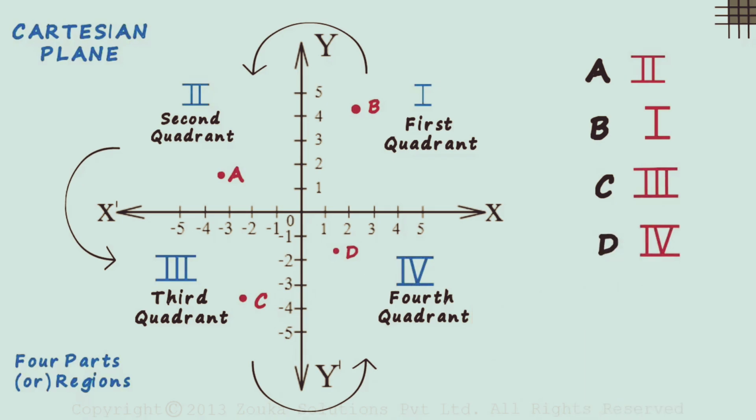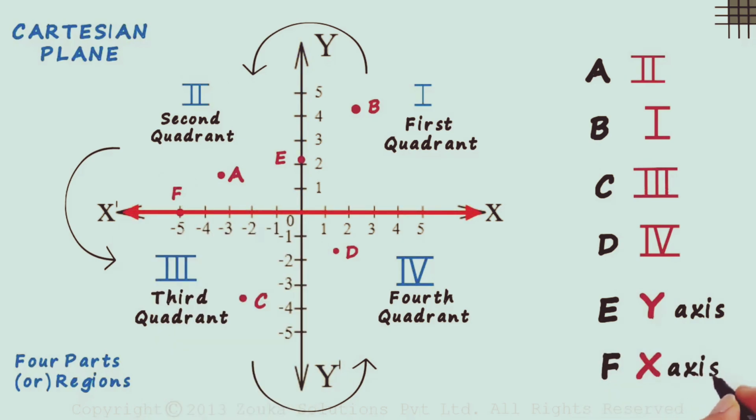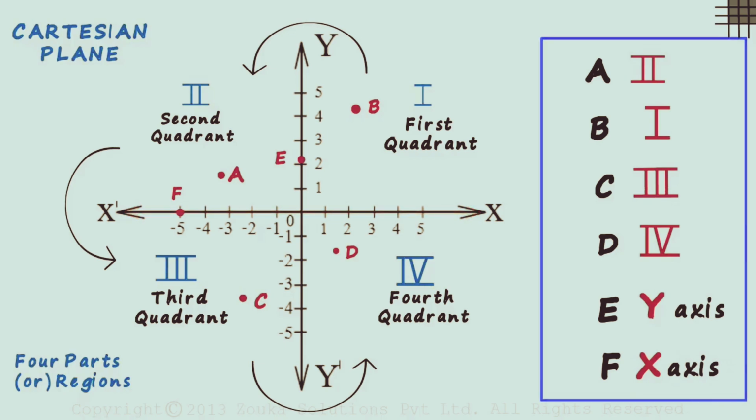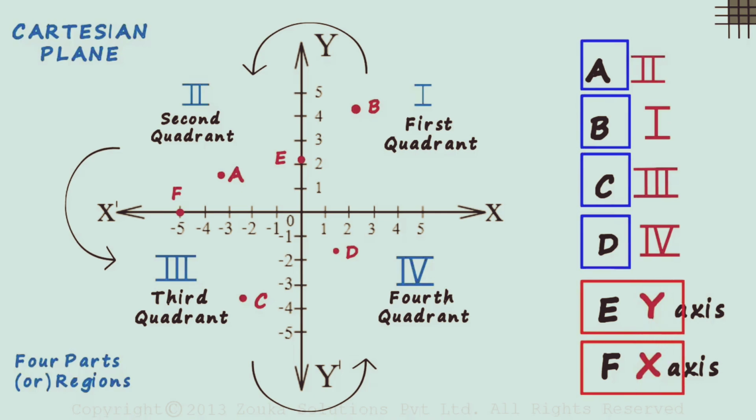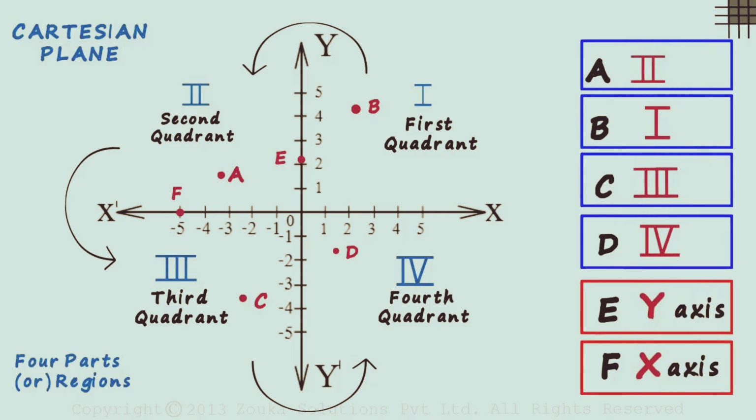Now let's look at something interesting. What about this point E? Which quadrant does it lie in? First quadrant or the second one? We say that point E lies on the y-axis. What about point F here? Yes, point F lies on the x-axis. What does this tell us? It means that each point on a plane lies either on one of the axes or in one of the quadrants.